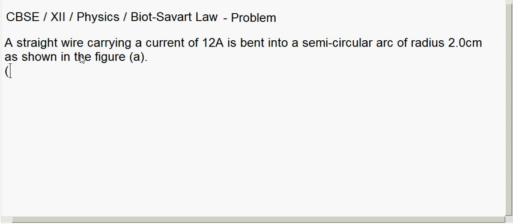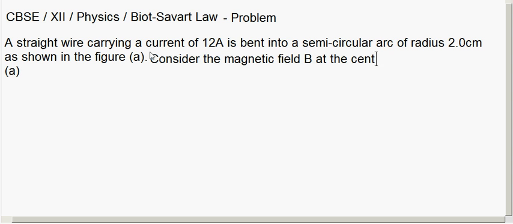Question number A. What is the magnetic field? Before that, you write here: consider the magnetic field be at the center of the arc, and here you can write B as a vector. It is a vector.